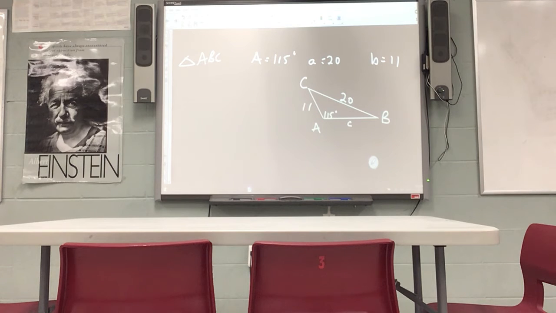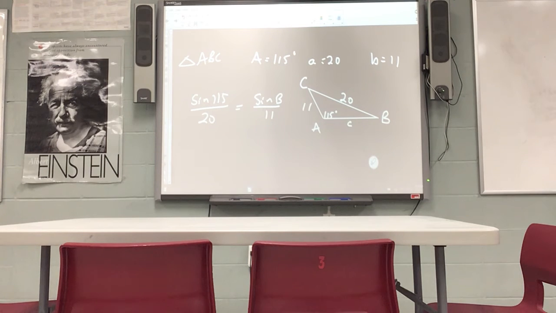Okay. Sorry about that. Alright, so on the last one that we did, my personal preference here is I would do the sine of the angle on top, because we're trying to solve for, we've got less of that. So I would say sine of 115 over 20 equals sine of, okay, you wanna find B or C first? B. Sine of B over 11.